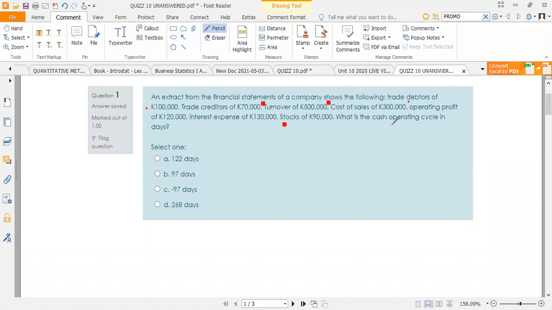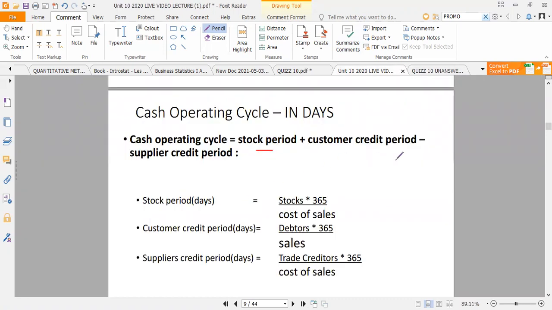So we want to calculate the cash operating cycle. Now what is the formula for the cash operating cycle? Somebody? The stock period plus customer credit period minus the supplier credit period. Great. The stock period plus the customer credit period minus the supplier period. So now we'll start calculating our stock period in days. Then we've got the customer credit period in days. So we are going to calculate stock over cost of sales times 365, then the debtors over sales times 365. Let's calculate.